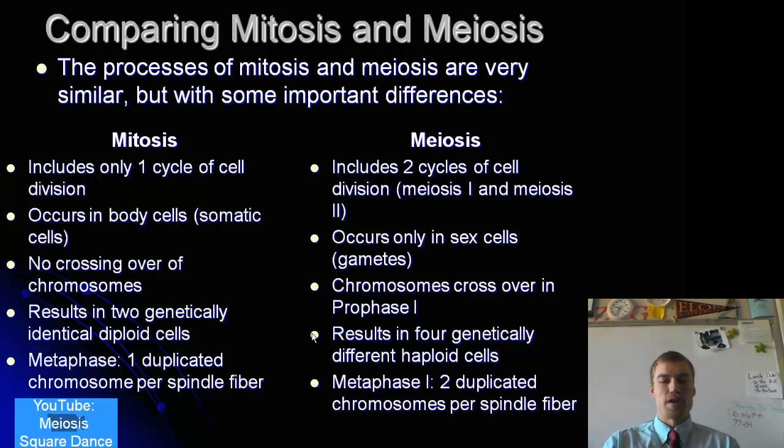Whereas in meiosis metaphase I, two duplicated chromosomes per spindle fiber, so you actually have the homologous chromosomes lined up that are then going to be pulled apart from one another. No centromeres break during metaphase I.